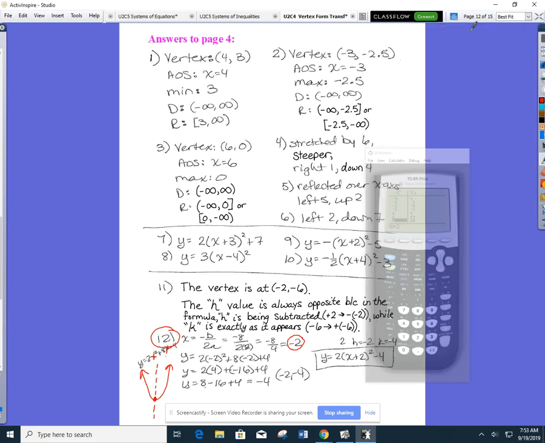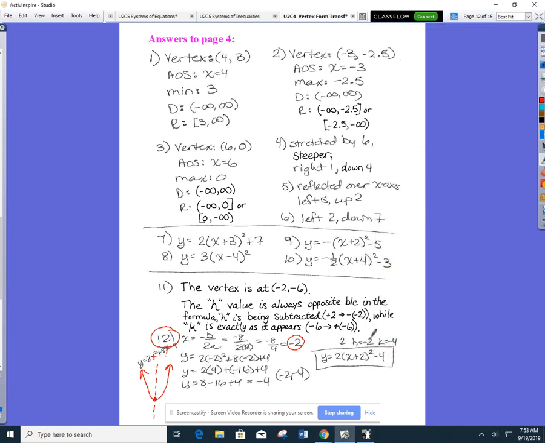That is your vertex. So we could just use that as our h value and our k value. We already know the a from the original equation. So a equals 2, h equals negative 2, and k equals negative 4. And then you use that information to write the equation.